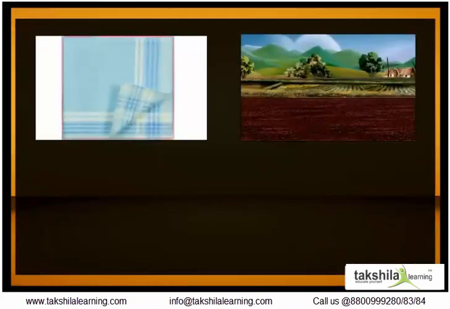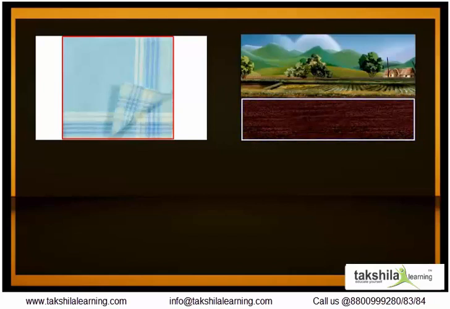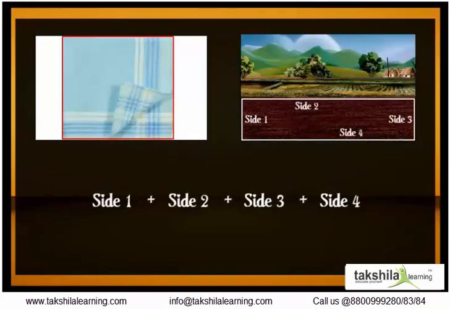For a handkerchief, we can measure the sides altogether. But in a field, it is a bit difficult. So the better method is to measure each side and finally add them all. Similarly, by adding sides, we can find the perimeter of any closed figure.